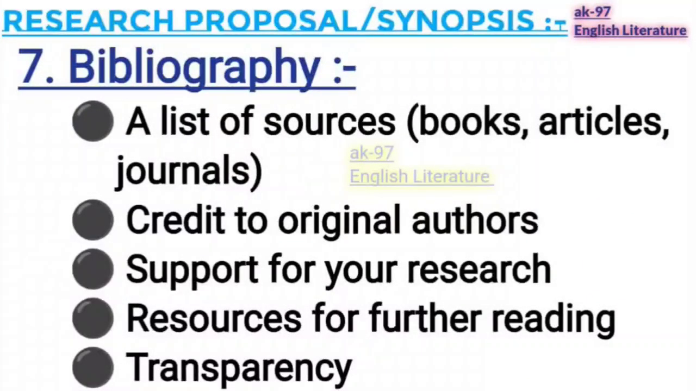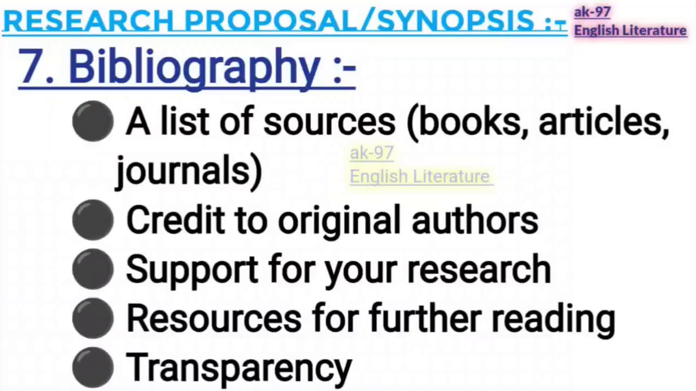And the last important part in writing a research proposal or a synopsis is bibliography. Bibliography is nothing but a list of sources that are books, articles, or journals that you have used or that you have mentioned or cited, referenced, or annotated in your research proposal or a synopsis. So why we need to mention bibliography? Because the major intention of providing bibliography is to give credit to the original authors.